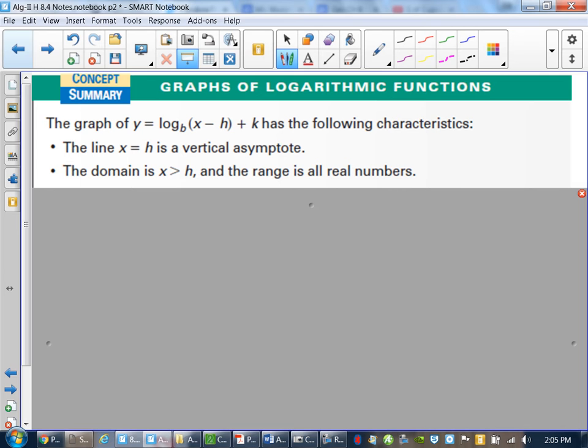The domain for logs is always x is greater than h. They're always moving right. So the domain is always to the right.